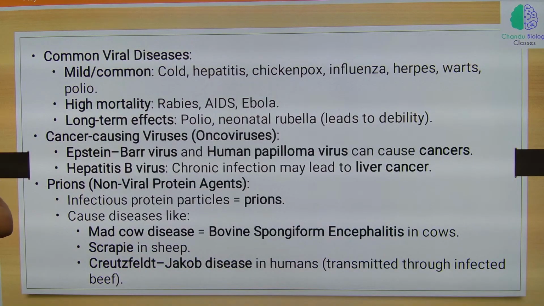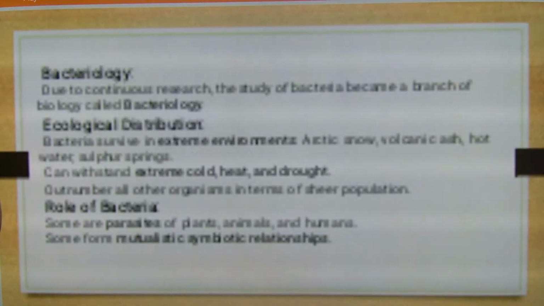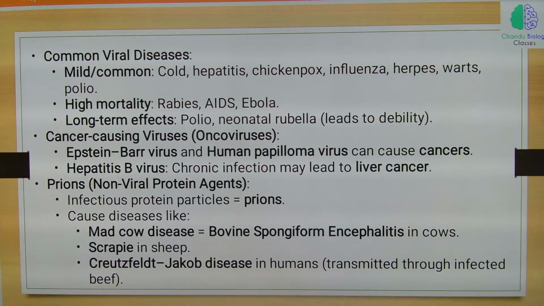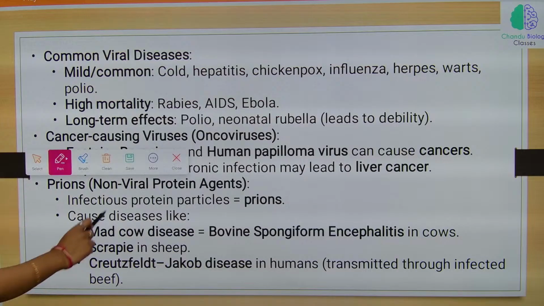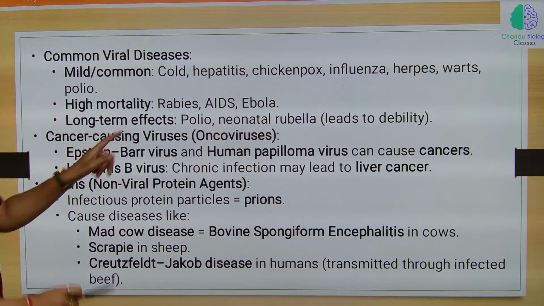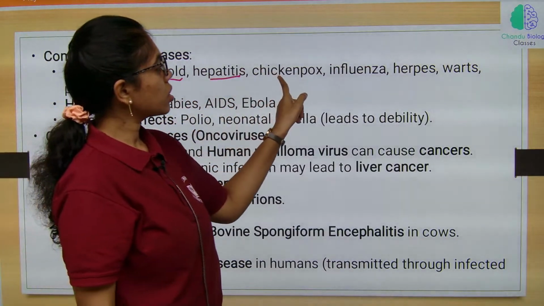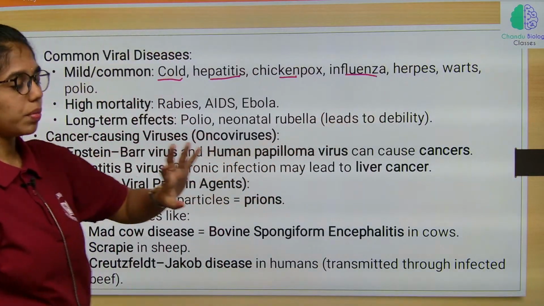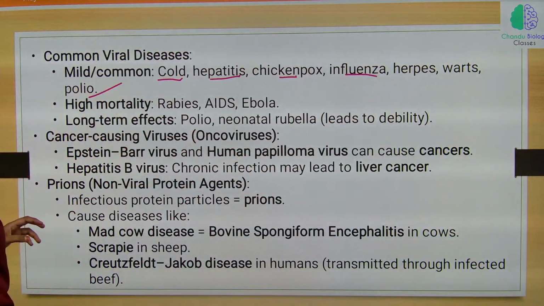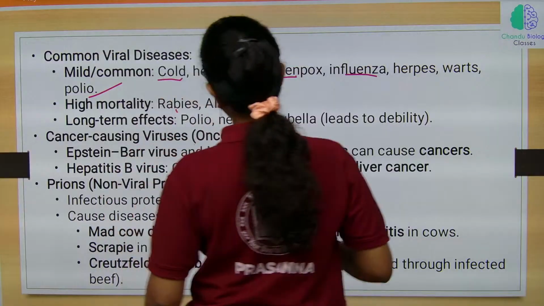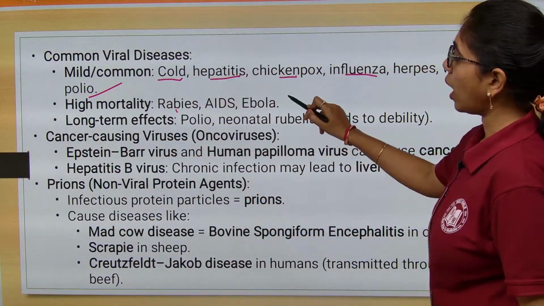Common viral diseases. Mild or common diseases like what? In humans, it is cold, hepatitis, chickenpox, influenza, herpes, warts, polio. These are all the mild or common diseases. High mortality is seen in what? Rabies, AIDS and Ebola.